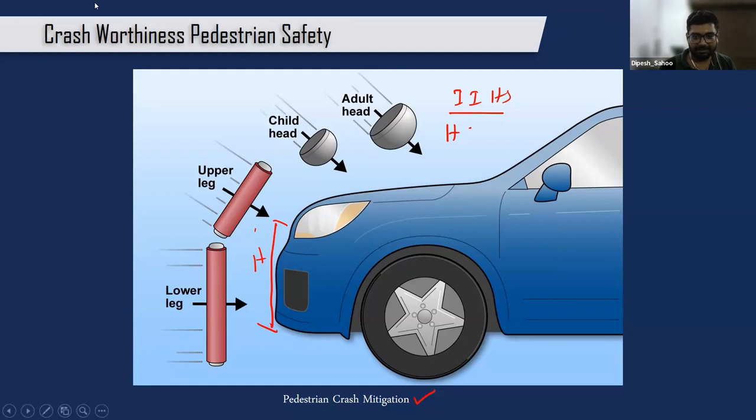Then the height and layout of the bumper should be in such a way that when it hits, the child head should be hitting this region and the adult head should be hitting this region. And remember, all the bumpers are built in a two-layer structure so that there will be a crumple zone. When your head impacts the bumper, it will crumple, thereby preventing any fatal injury to the pedestrians.